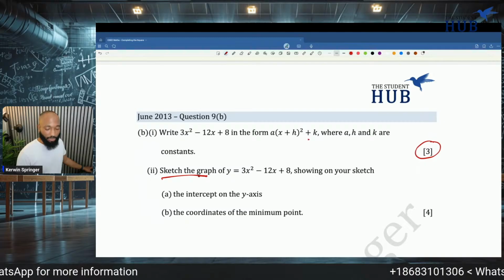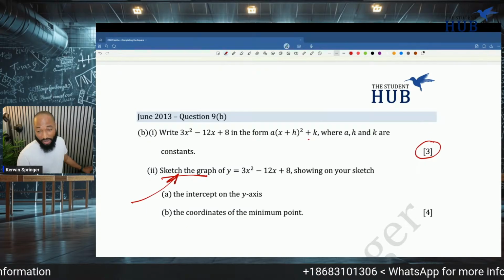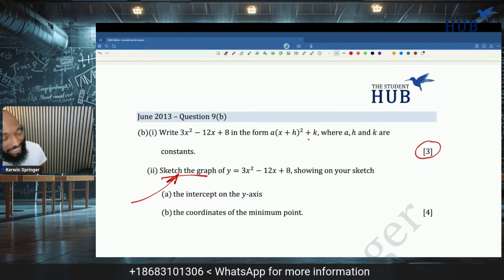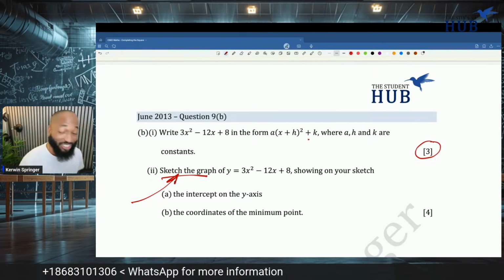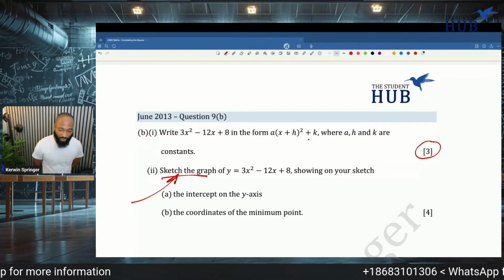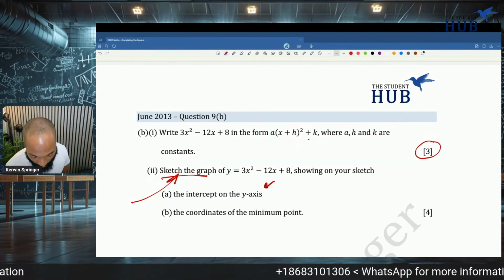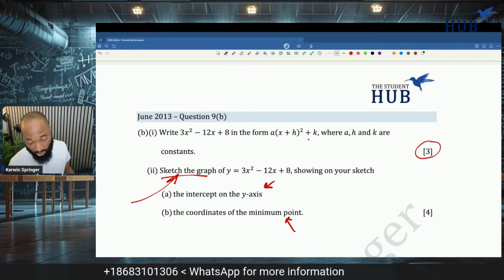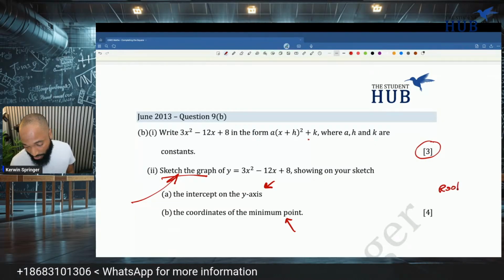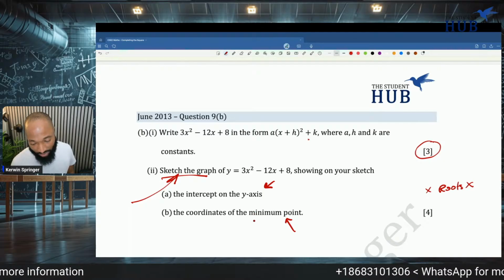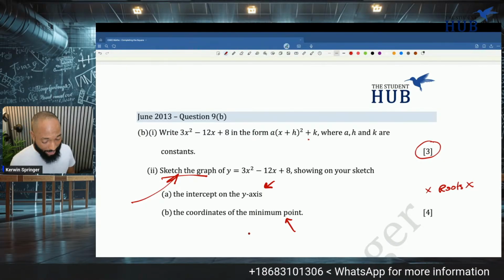We're getting introduced to something a little new here, and I want to show you a blistering, cutting edge technique. The sketch the graph. I was warning the class about this, how to sketch the graph. They want you, when you sketch the graph, to show the y-intercepts and the coordinates of the minimum point. So they didn't ask to show the roots. Notice that, right? The roots is noticeably missing here. So we just needed the coordinates of the minimum point. So technically, all we need is the y-axis.